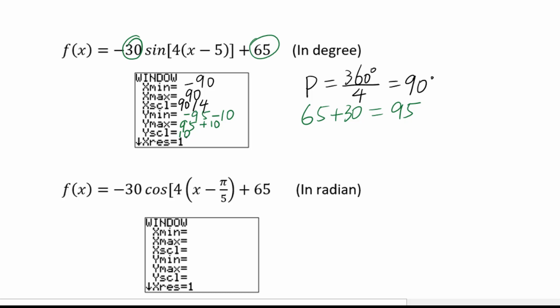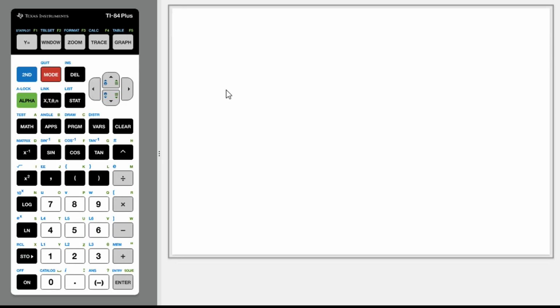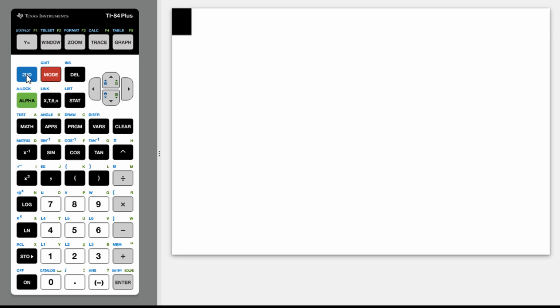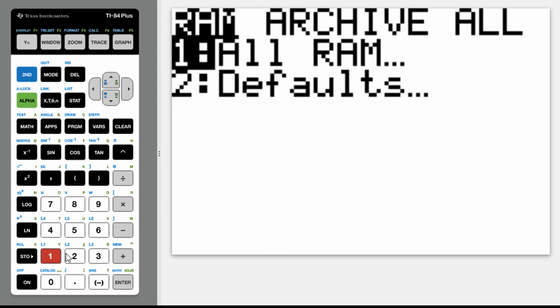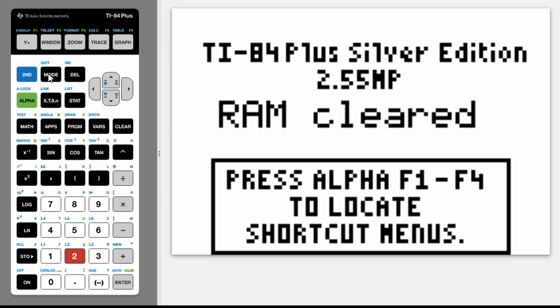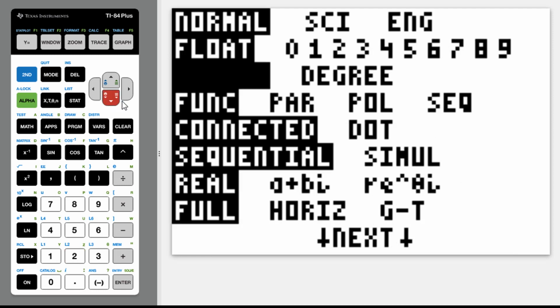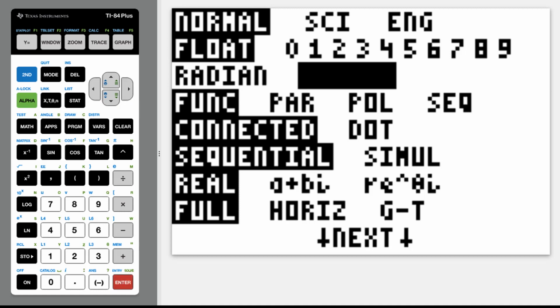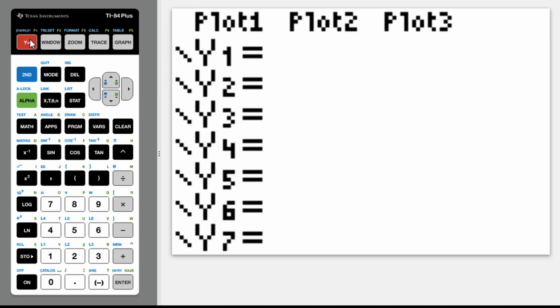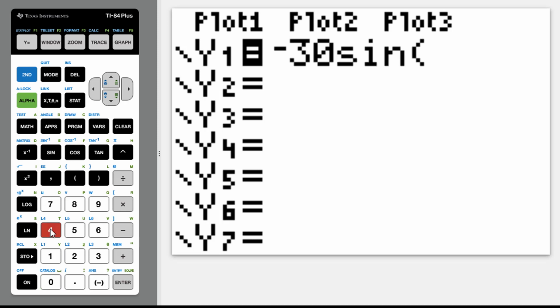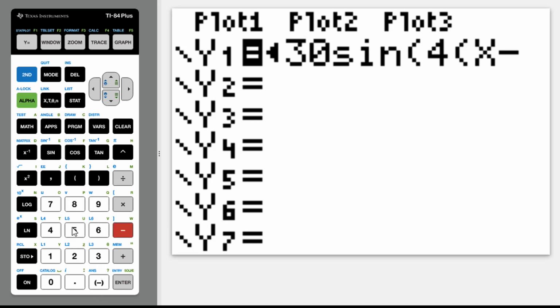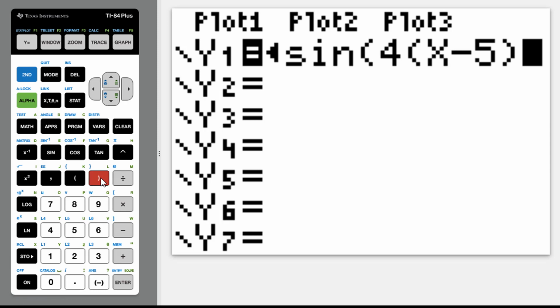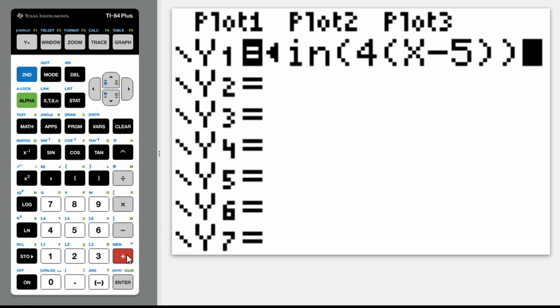Then I will put it into the graphing calculator. Let's go to the graphing calculator. First of all, clear the memory. Second, plus 712. Then go to mode. You need to change this into degree. Then quit. Go to y equals. So we will put negative 30 sine 4 times x minus 5, then plus 65.